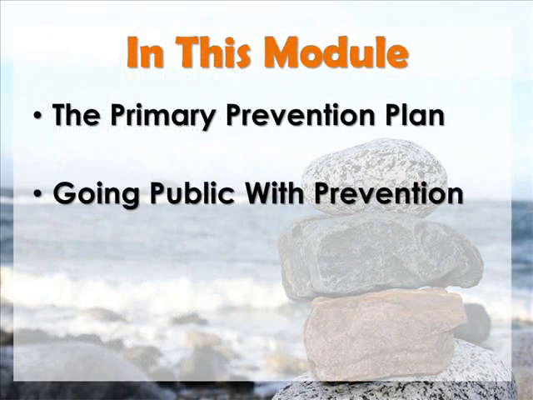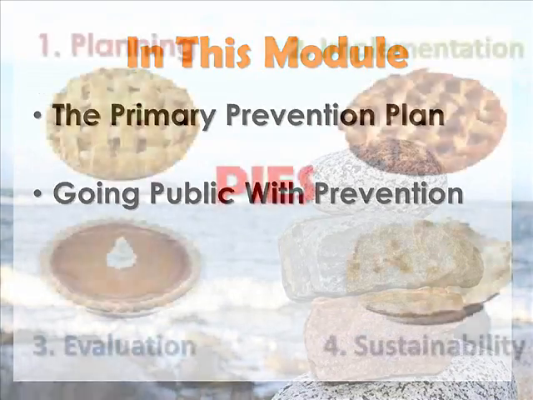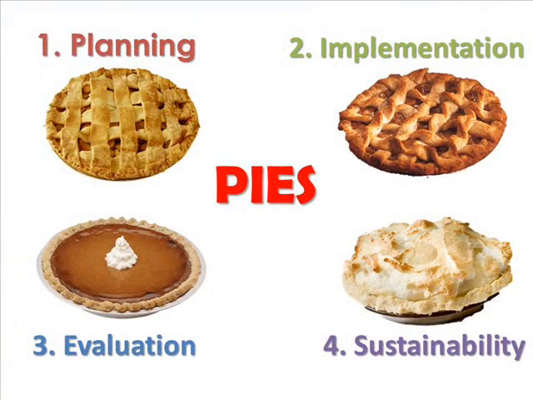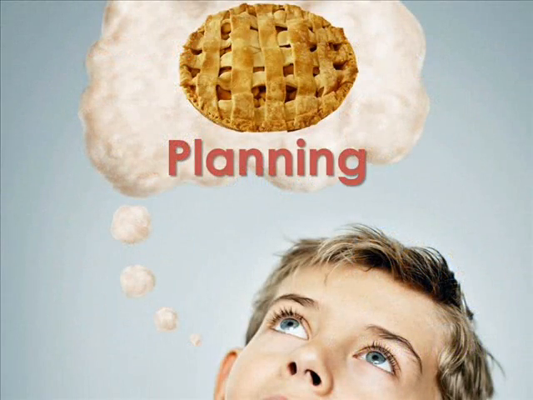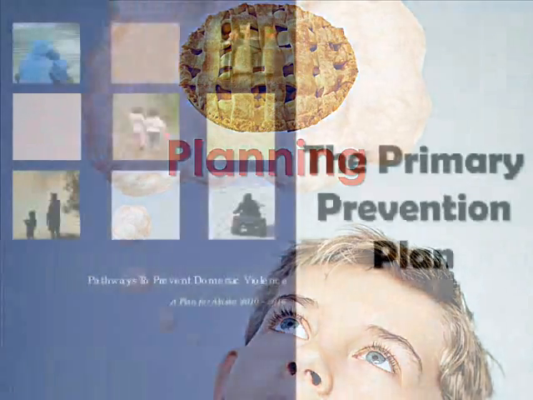In this module, we will discuss the components of the primary prevention plan. We will also address how to approach your community with the idea of prevention. In Module 4, we introduce PIES, the framework that guides prevention capacity building. In this module, we will focus in on the planning process that local DVSA prevention coalitions will undergo to create a prevention plan for their communities.